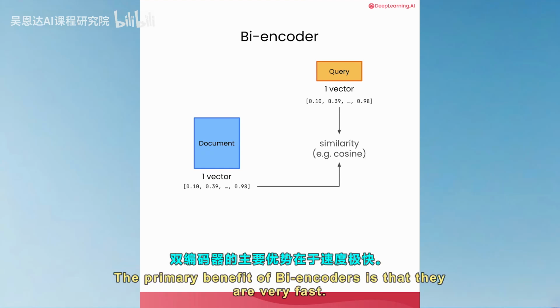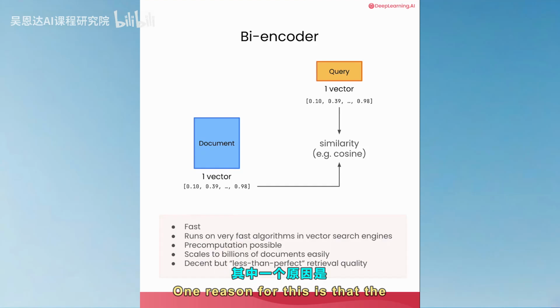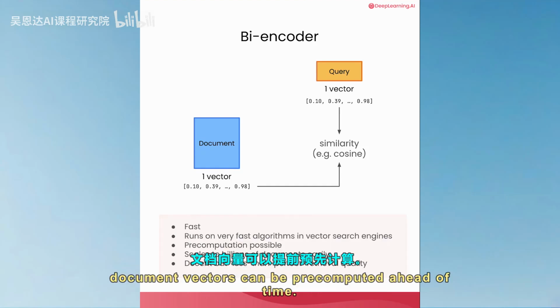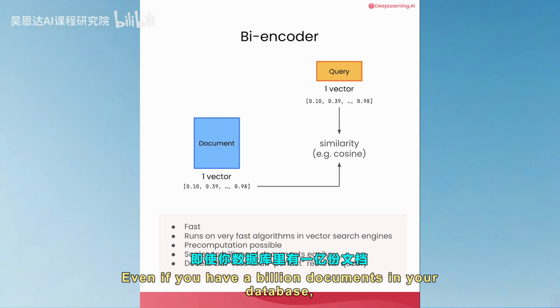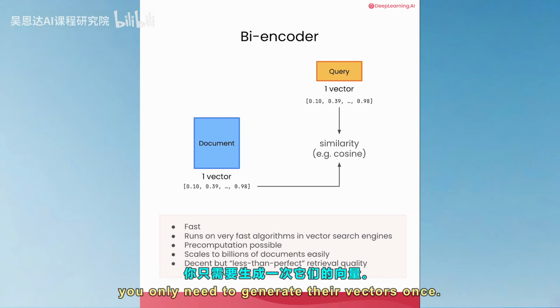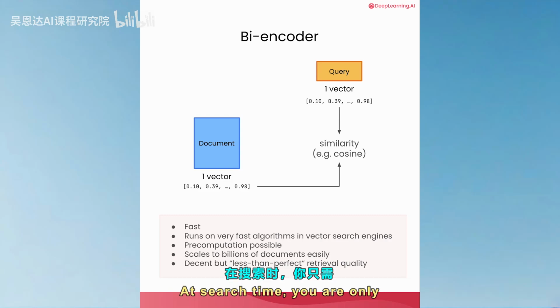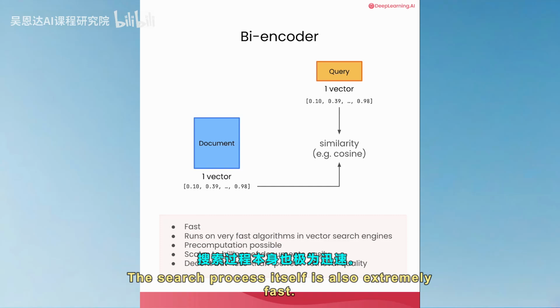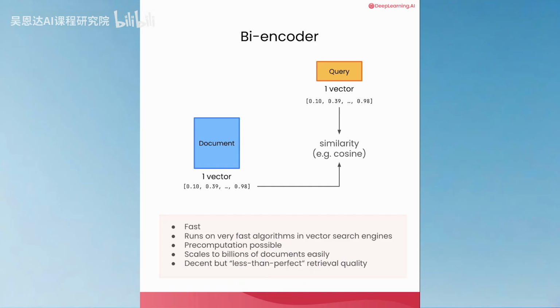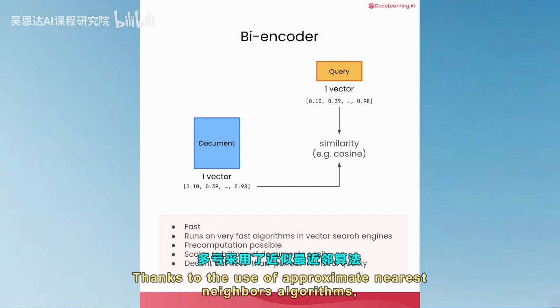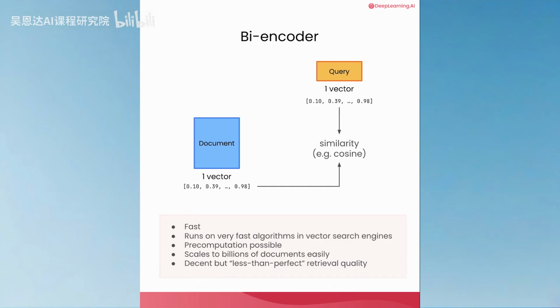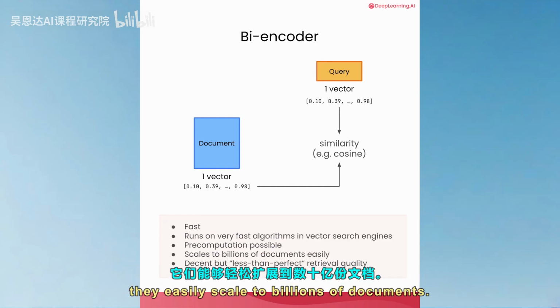The primary benefit of bi-encoders is that they are very fast. One reason for this is that the document vectors can be pre-computed ahead of time. Even if you have 1 billion documents in your database, you only need to generate their vectors once. At search time, you are only generating a single vector for the query. The search process itself is also extremely fast. Thanks to the use of approximate nearest neighbors algorithms, they easily scale to billions of documents.